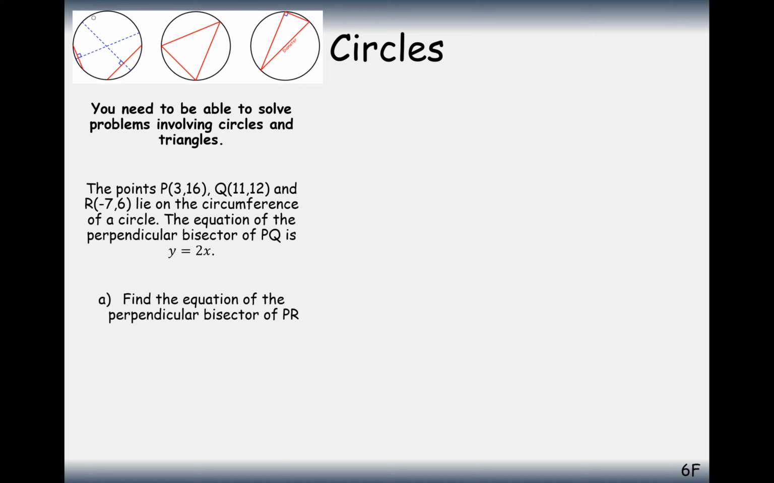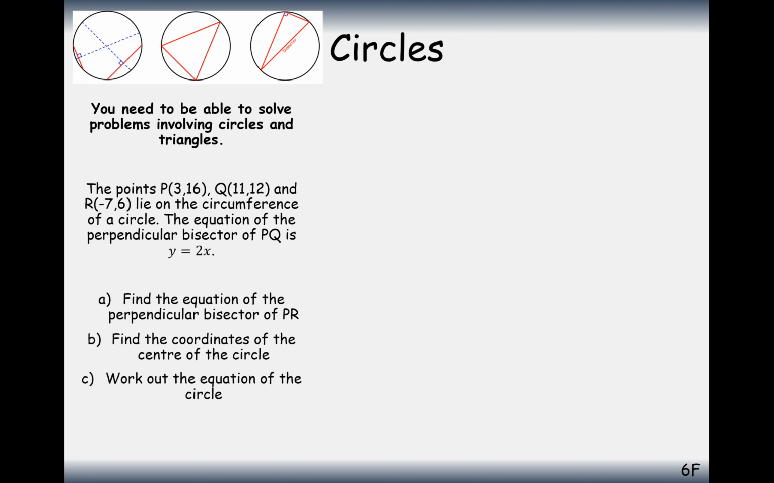So it looks like we're going to be looking at this circle theorem in the top left, perpendicularly bisecting both the chords to find the centre. Find the coordinates of the centre of the circle and the equation of the circle. It's really important with these sorts of questions here that you draw a diagram to help yourself visualise what's going on.